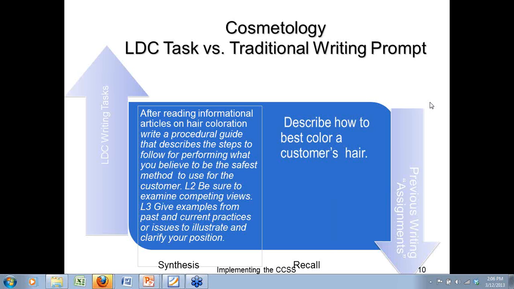And I wanted to challenge this group to take a look at the two differences in prompts. On the left side of the blue box is an LDC task that students are asked to write about, and on the right is a more traditional writing assignment. Notice and see what you think, or why you think there is a difference, if you do, in rigor and complexity. So I just want to give folks a minute to look at that.